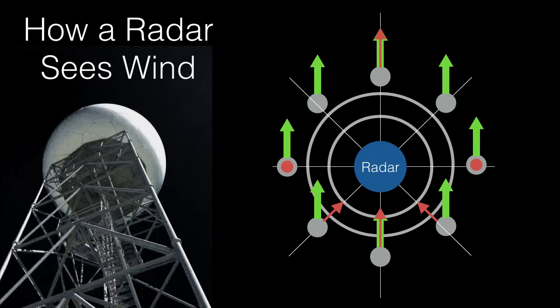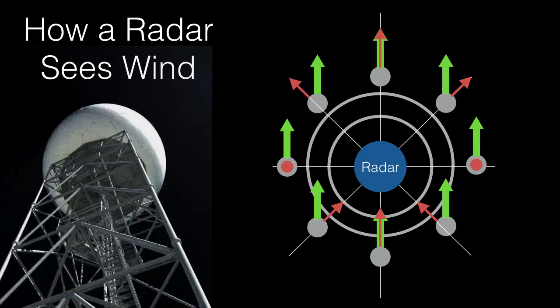Now the final 2 points, starting with the top left. This is going to be very similar, except the wind's going to go away from the radar. You see here, and the same follows for the top right. So this is the basics of how a radar sees wind.